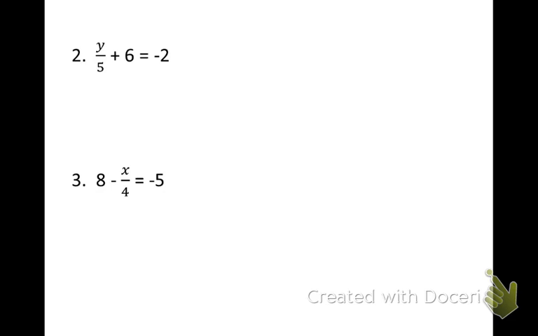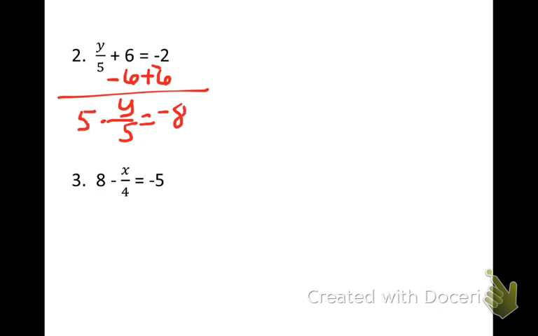In this problem, again, find the variable. We want to get rid of the 6, so we're going to subtract 6 from each side. Get y over 5 equals, add the opposite, that gives me negative 8 over here. The opposite of divide by 5 would be multiply by 5. So when I multiply each side by 5, I get y equals negative 40.